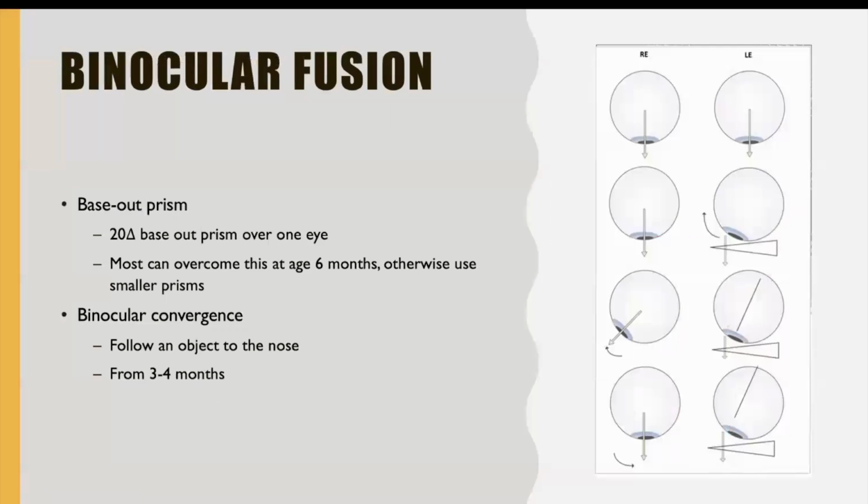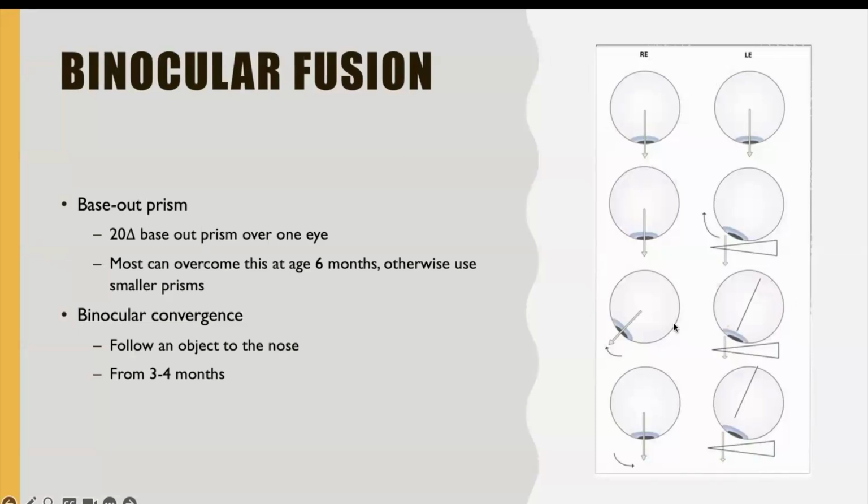Binocular fusion, so you're looking at the ability of the eyes to see together. This is typically tested with a 20 diopter base out prism over one eye. And this diagram sort of shows what happens. If you put a 20 diopter base out prism on the left eye, that left eye will move. The right eye then moves a lot and then comes back to try and fuse the two eyes.